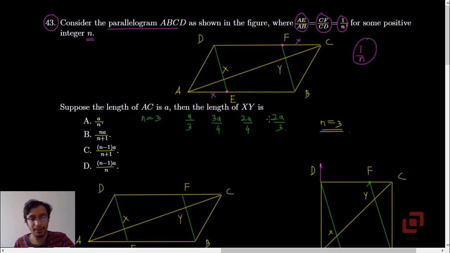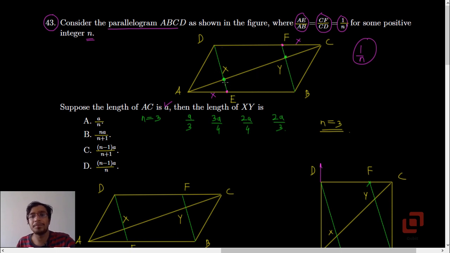Suppose the length of AC is a, so the length of the larger diagonal of this particular parallelogram is a. Then the length of XY is a upon n, n into a upon n plus 1, n minus 1 into a upon n plus 1, and n minus 1 into a upon n. These are the 4 options. So first let us locate X and Y. X is here on the diagonal AC, so is Y.